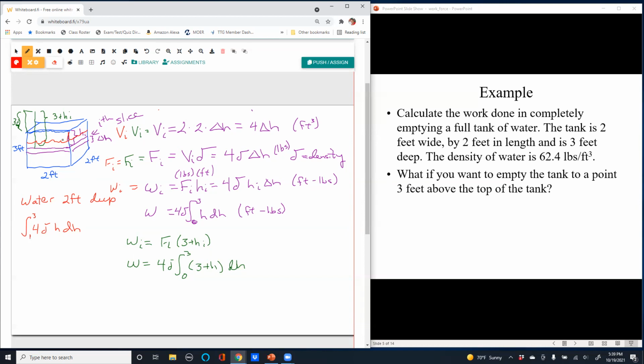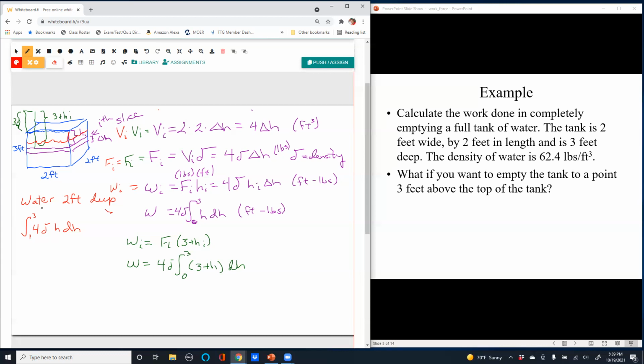So if we don't have a tank that's completely full, what I want you to really pay attention to is, when you do your limits, remember that you're only integrating over fluid, not the entire tank if it's not full. If the tank is full, then it's the same thing, the fluid.